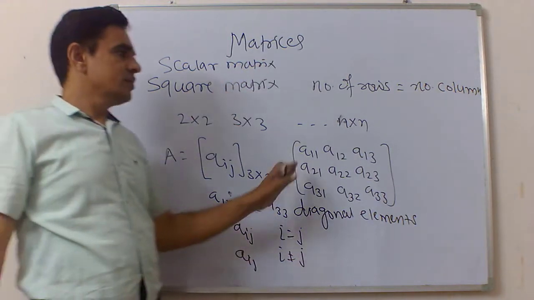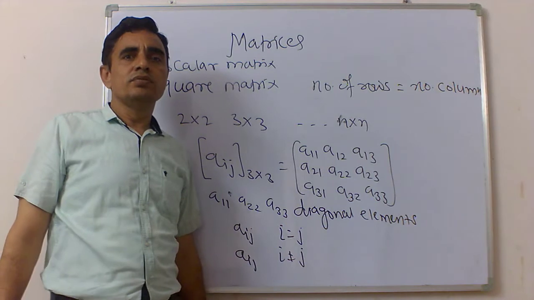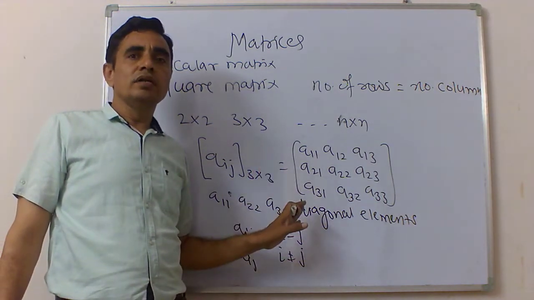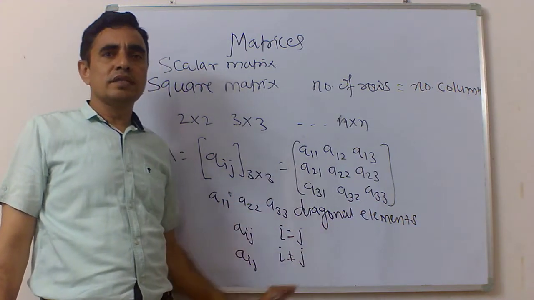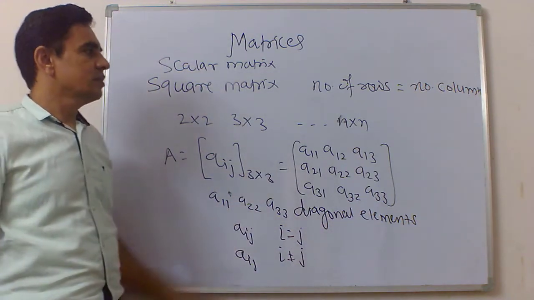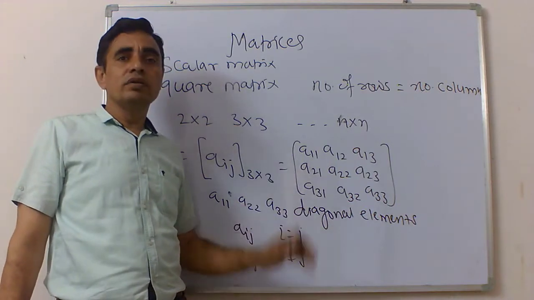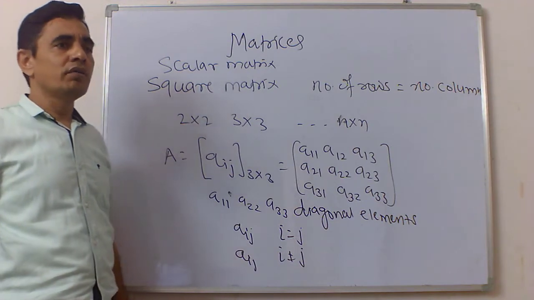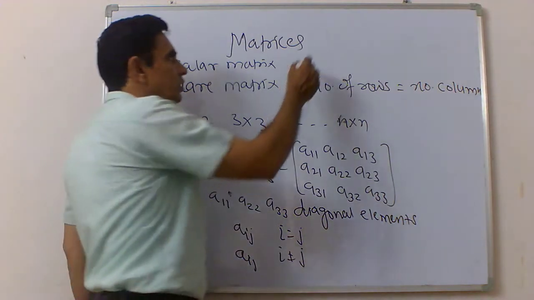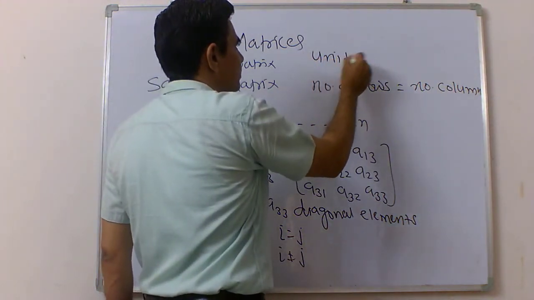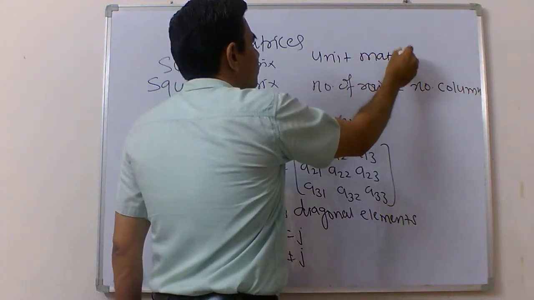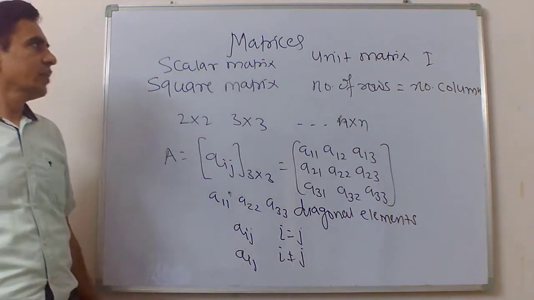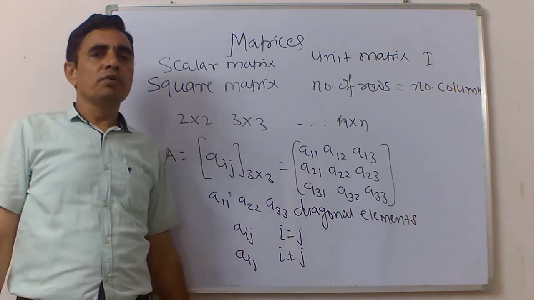The square matrix in which non-diagonal elements are 0 is a diagonal matrix. The square matrix in which non-diagonal elements are 0 and diagonal elements are the same is a scalar matrix. The square matrix in which non-diagonal elements are 0 and each diagonal element is 1 is called a unit matrix or identity matrix. This unit matrix is denoted by the particular letter I. These are the important types of matrices.